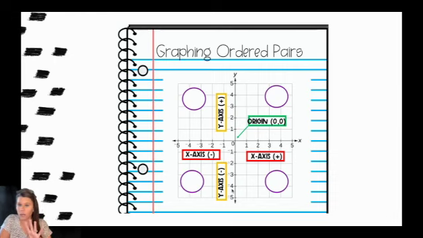So we have 4 quadrants within a coordinate plane or a graph. In the first quadrant, both numbers in your ordered pair are positive. In the second quadrant, the x is negative, the y is positive. In the third quadrant, x and y are both negative. Then last, your fourth quadrant is where x is positive and y is negative.